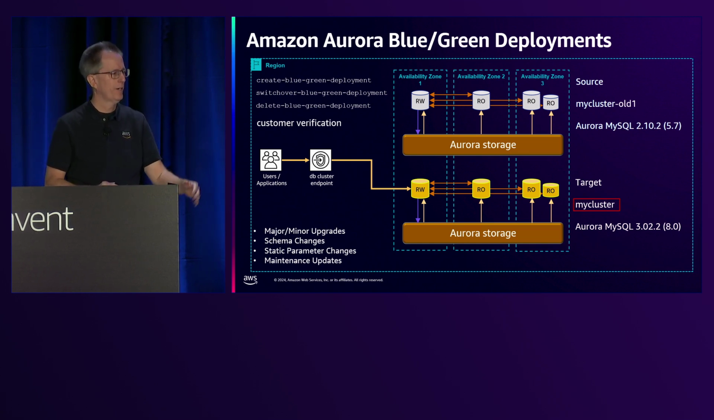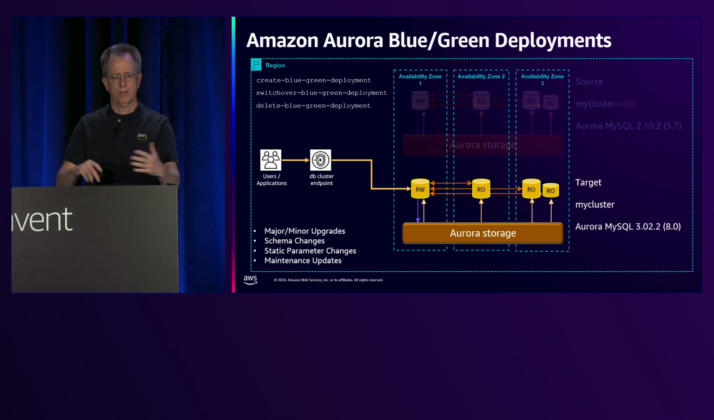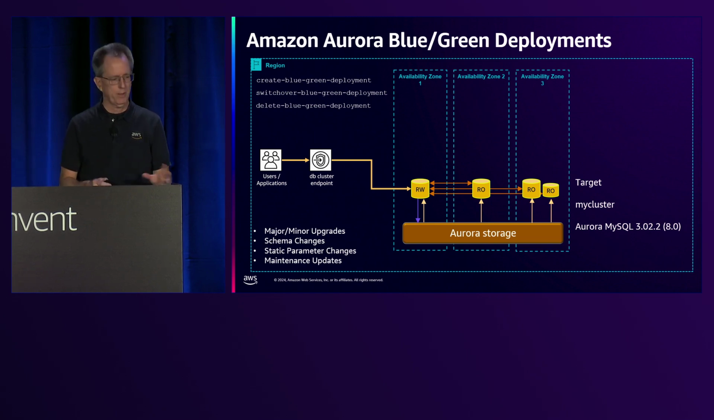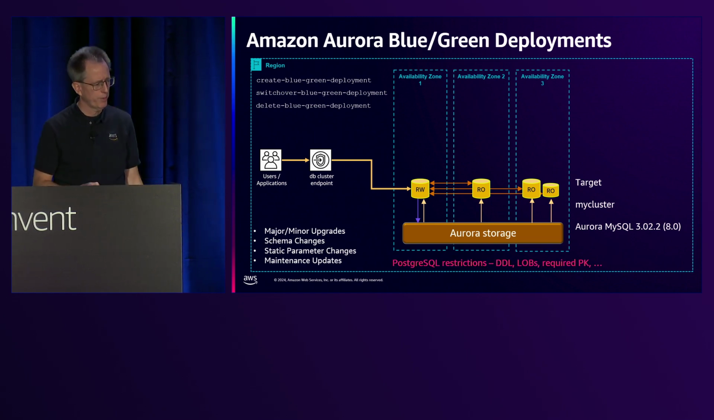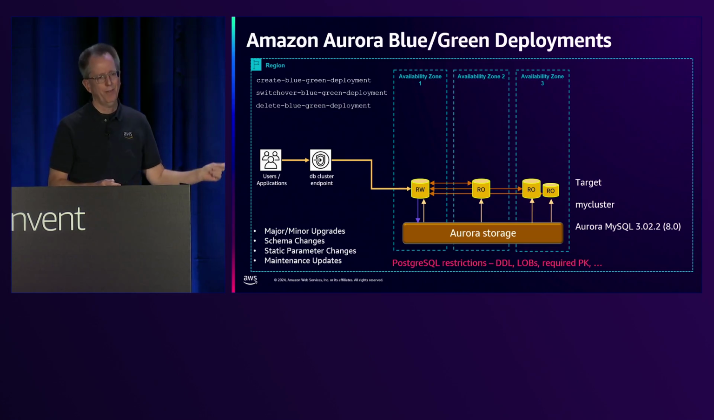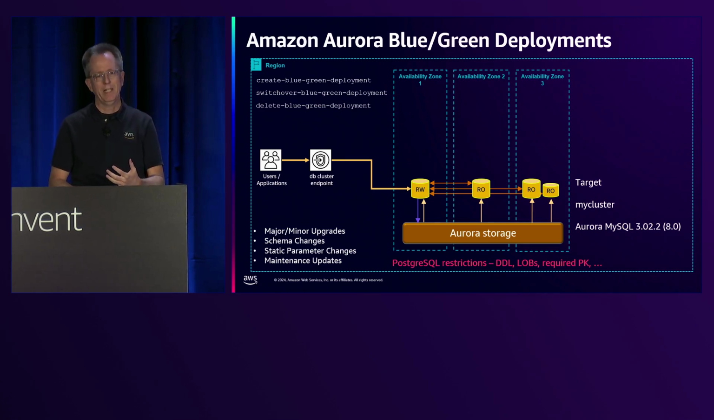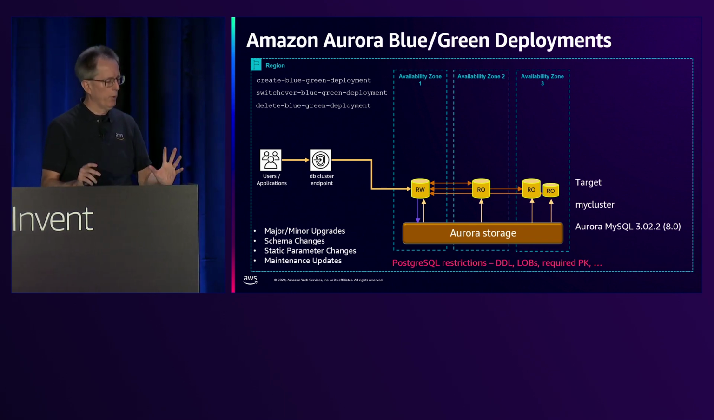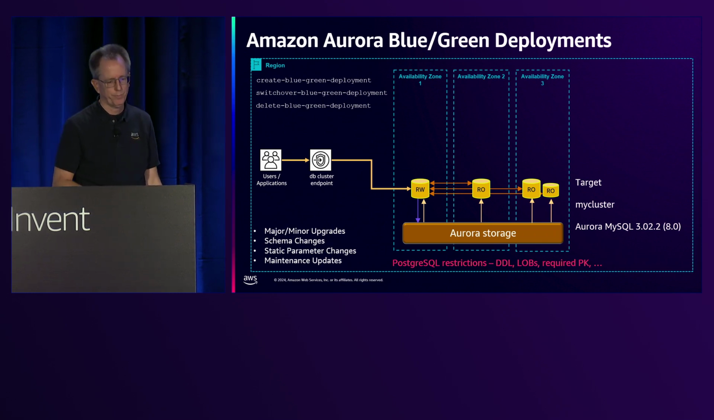Once you're done and you've made sure everything's working, you can just delete that original cluster and you're back to just your normal setup. We're adding more and more support for blue-green with other things, so if it's not working today, tell us the feedback, we'd love to hear it, but it's definitely something we want to do. Postgres does have some restrictions because this uses logical replication. You can't do DDL during this, you can't have LOBs, and you are required to have primary keys and a few other things. But if it works for you, it is really nice.